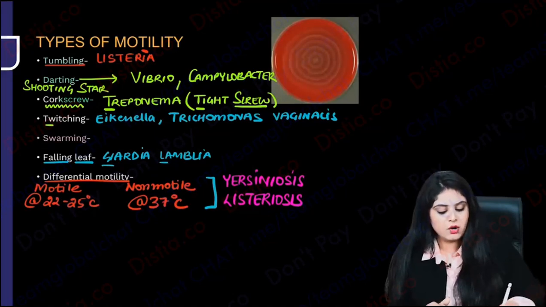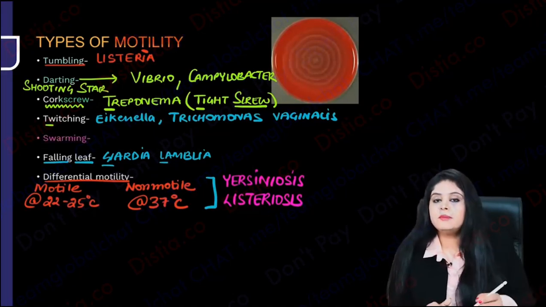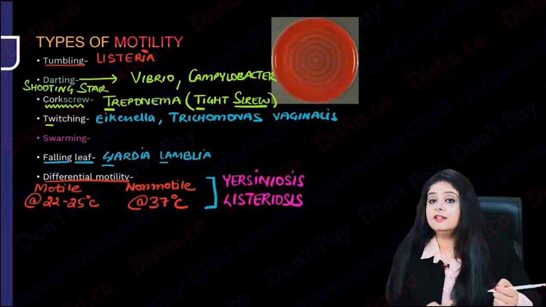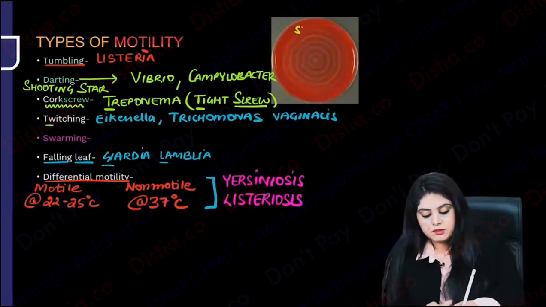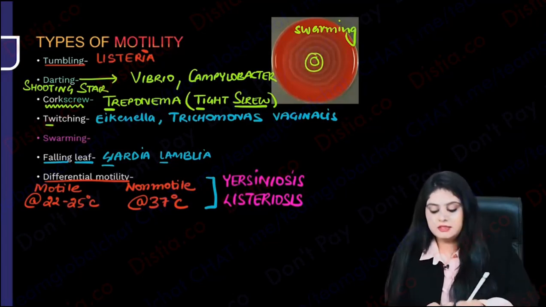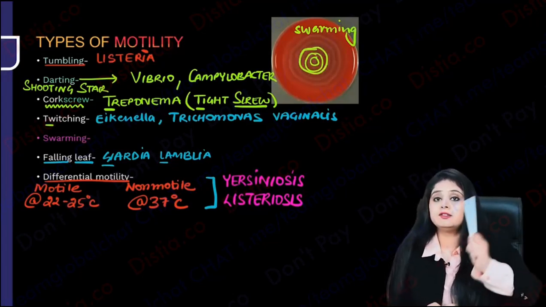Because many people say swarming is a type of motility. Some people say swarming is this concentric growth pattern, rather than a motility. First and foremost, in the picture shown here, the bacteria is making one circle, then another circle, then another circle. So the bacteria is swarming.